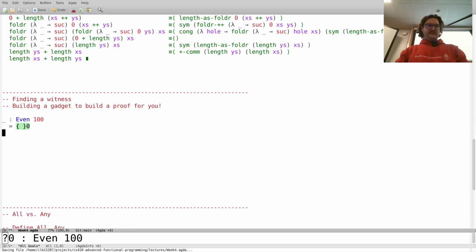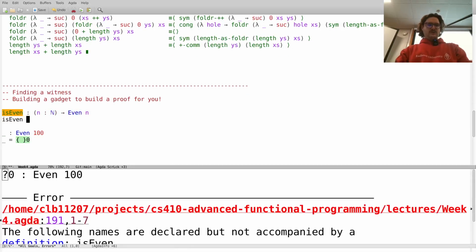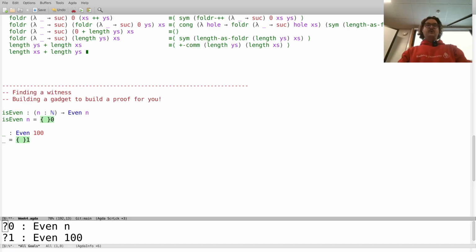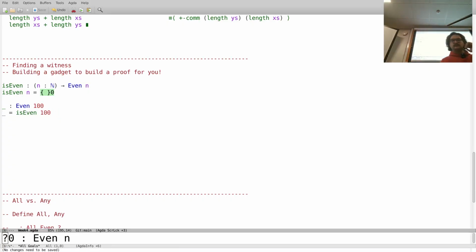So if only we had a function that, given a natural number, would give us a proof that it is even. That would be super convenient, because then we could just say is-even 100, and we would be done. Of course, it's not quite provable, because not all of the natural numbers are actually even.